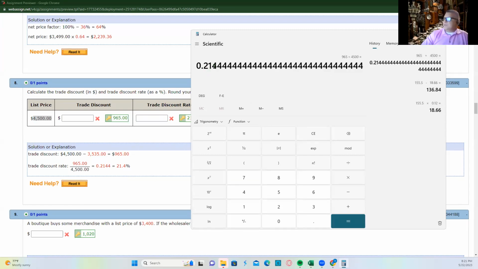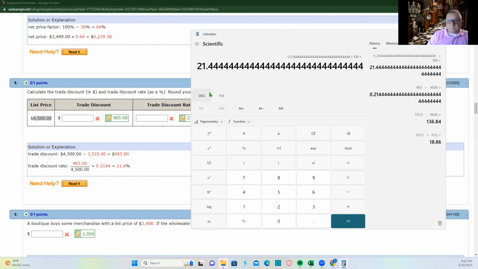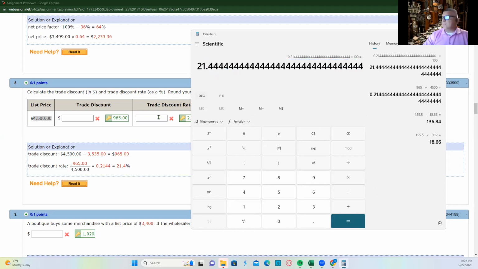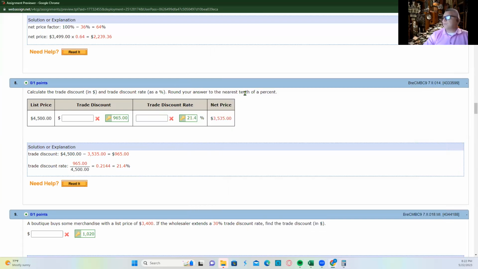Now, if you look, 0.214 out into infinity, right? We move this over 2 places. To go from a decimal to a percentage, we move it to the right 2 places, or another way to do that is to multiply that times 100. When you do that, that gives us 21.4444444%. Okay.